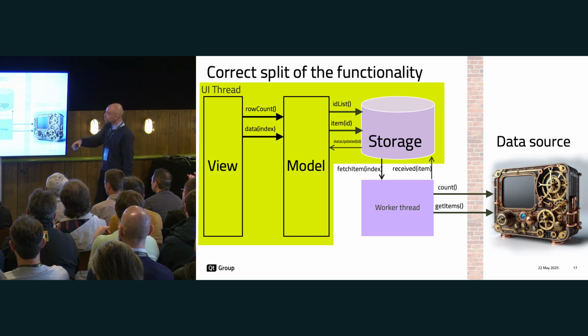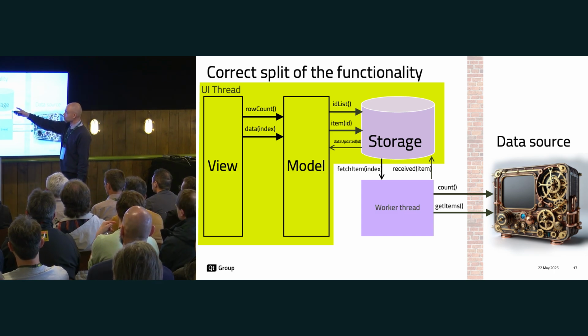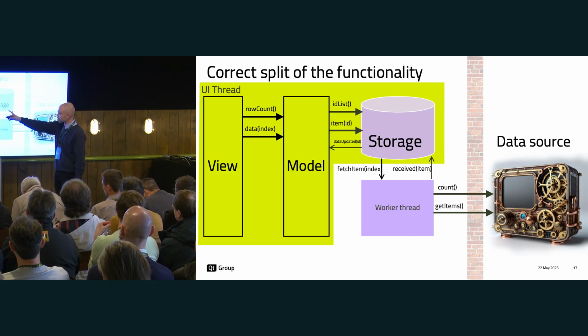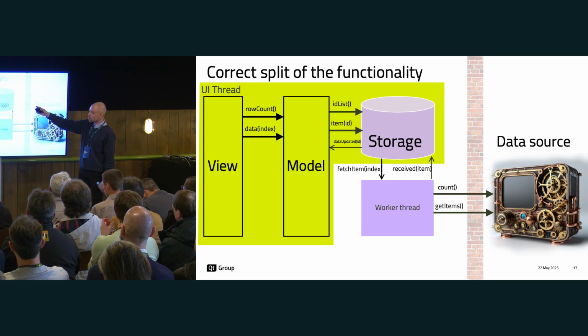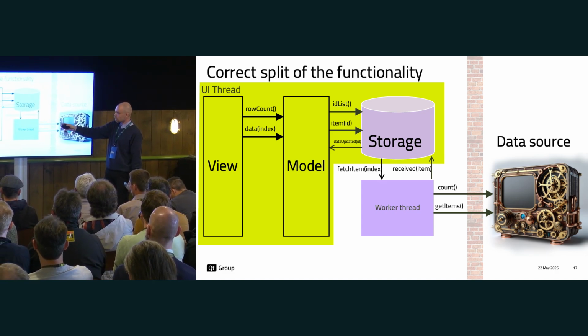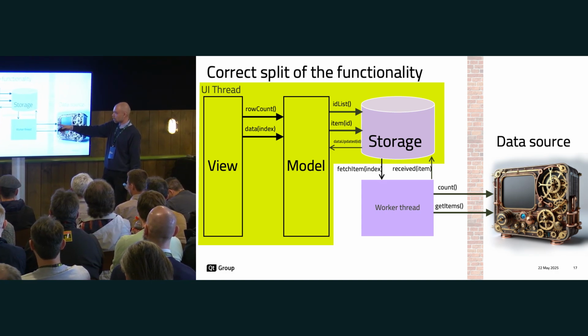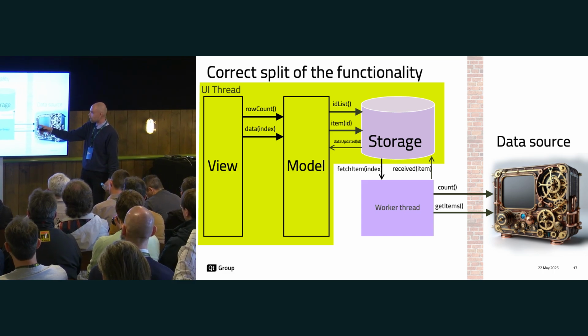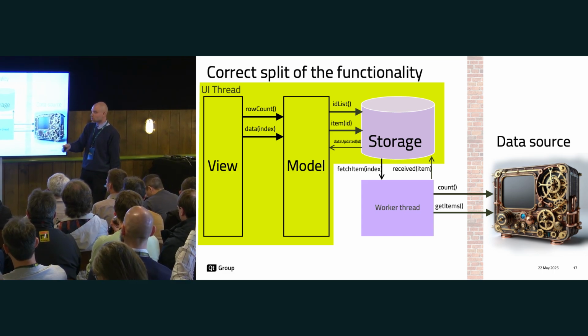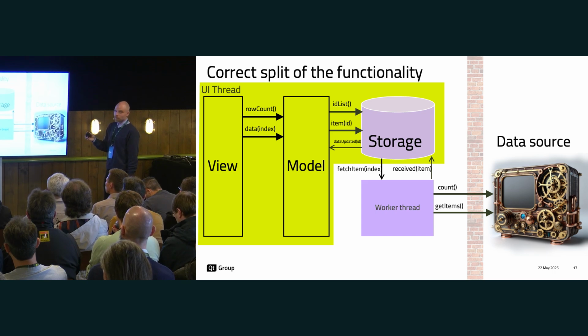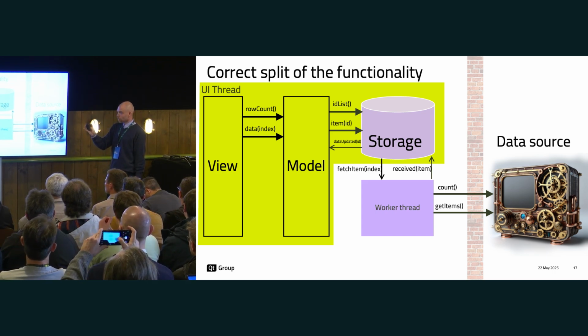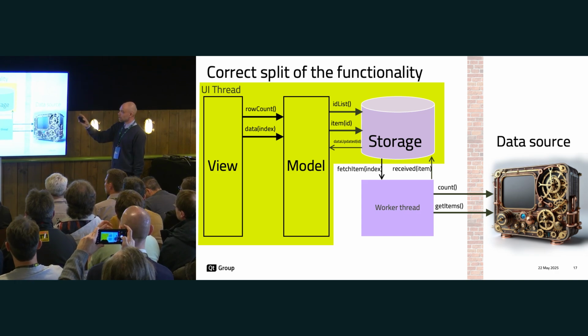We put it here. So storage holds the data. The worker thread gets a signal that storage needs an item. And then the worker thread will tell once it has the item, meanwhile it will spend time on communicating with the data source. And I want to point this out. This is probably the most important thing of the whole thing.